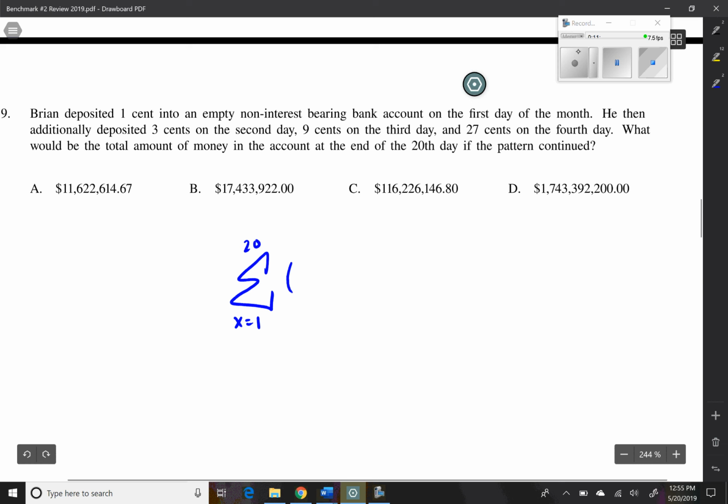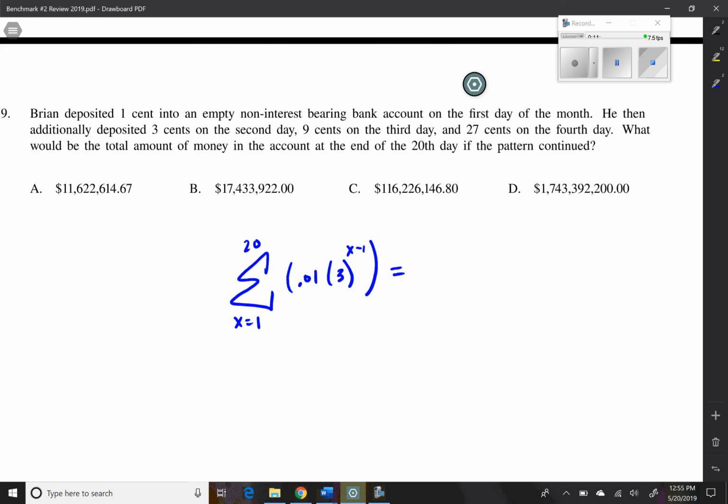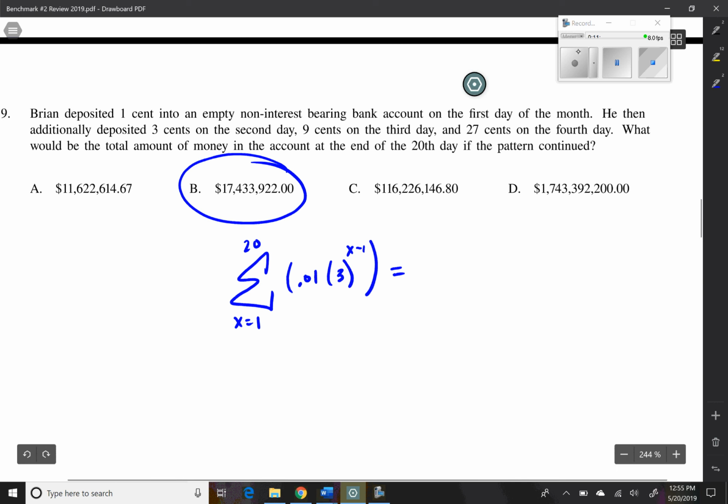I'm starting with 1 cent. I'm multiplying by 3 each time and going up to n minus 1. Plug that in, and you get choice B. If you don't change it to 1 cent, you leave it as 1, you get choice D by accident.